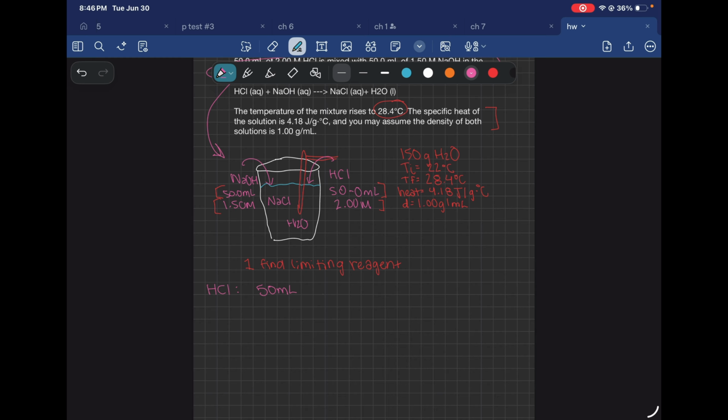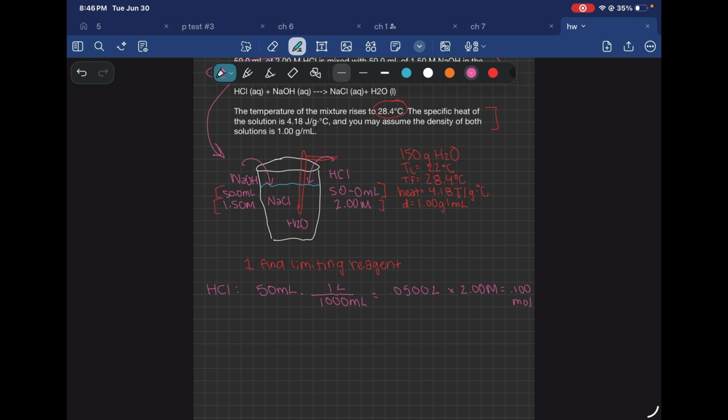We have to turn this into liters. So for every 1 liter, we have 1,000 milliliters. So we can multiply this and we get 0.0500 liters. And now that we have this in liters, we can multiply this by our molarity. So our molarity of HCl is 2.00. And then we get 0.100. And that is moles.